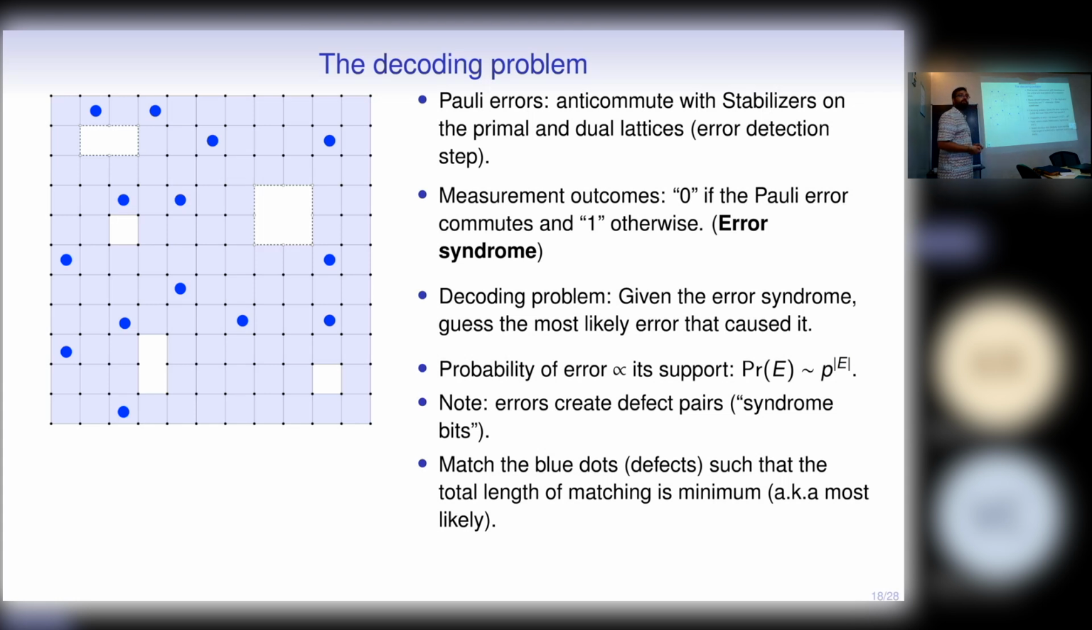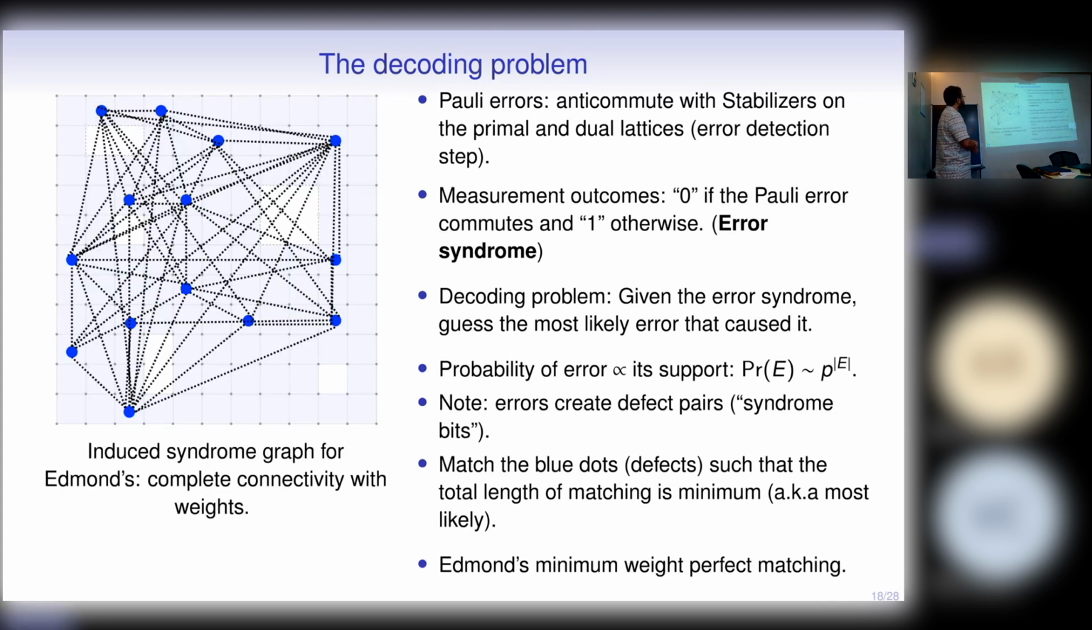Right? So the question here is, if you forget about the underlying lattice and just look at the blue dots, I have a set of vertices, and I connect them pairwise with edges such that the total length of all the edges is as small as possible. Why? Because all the edges together tell me one possible error that occurred on all the qubits. So now how is decoding done? We are already seeing this take the form of a graph theory problem.